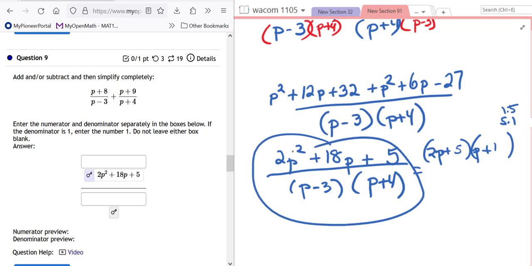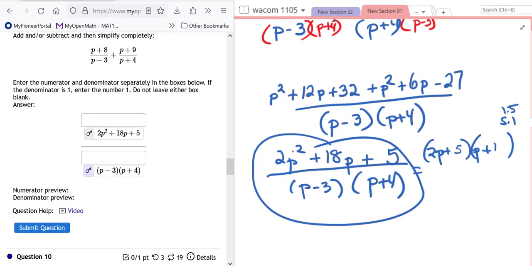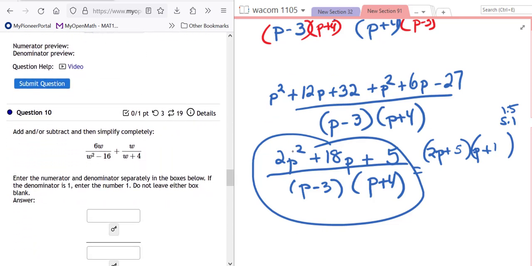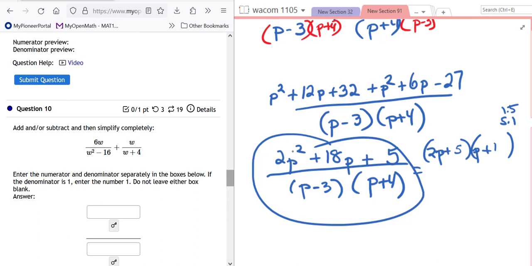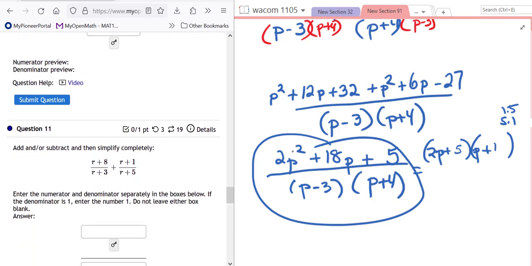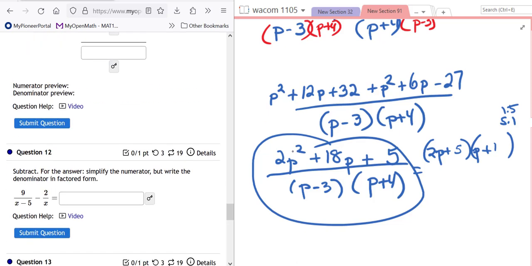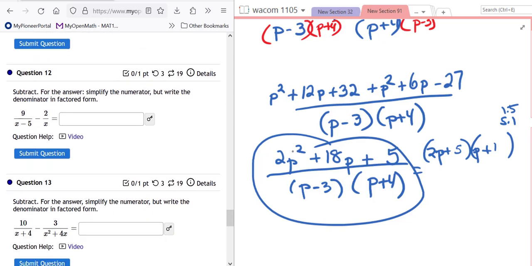Let's see what they wrote. 2p squared plus 18p plus 5. And they left the denominator factored. Good. We did go through the thought process, but it didn't factor. Okay. Let's see if anything looks really different. We did one very similar to that one if we did not do that one. This one is just like the one we just did, so we can skip it. Let's do 12.